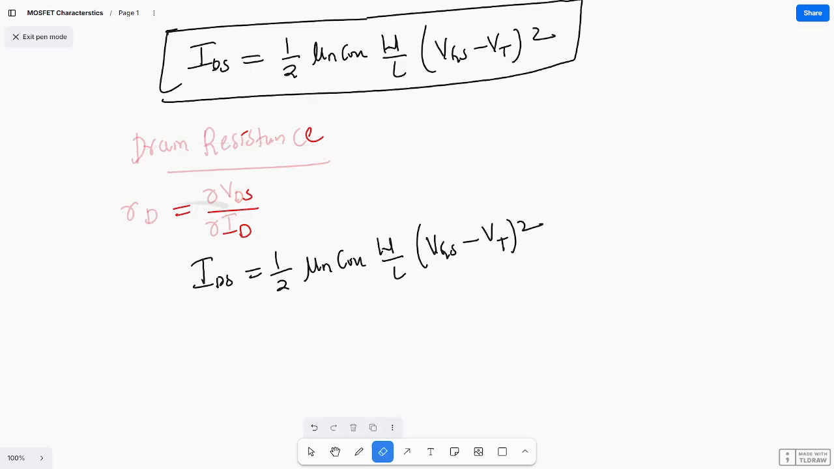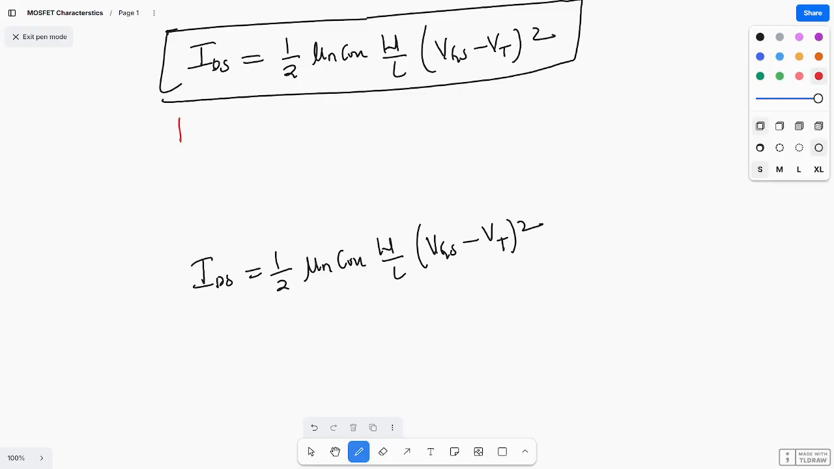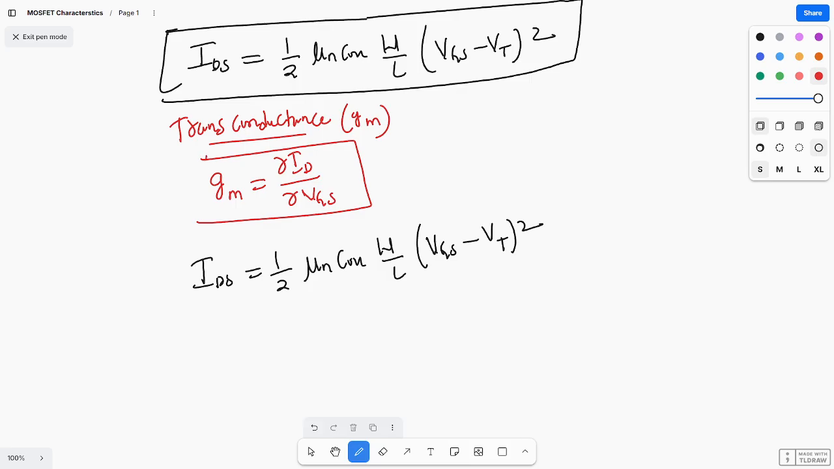So what is transconductance? Here GM is the transconductance. How do you calculate it? GM equals ∂ID by ∂VGS. That means the change in output current with respect to the change in input voltage. That is nothing but transconductance.